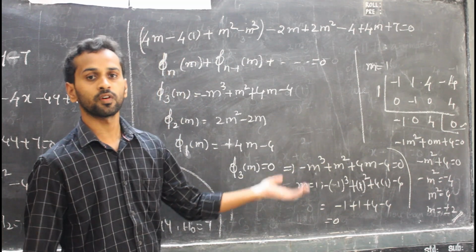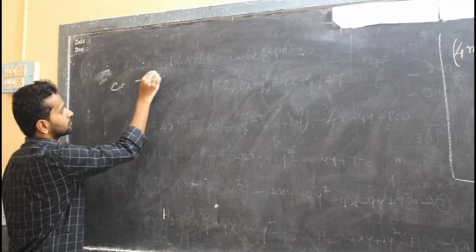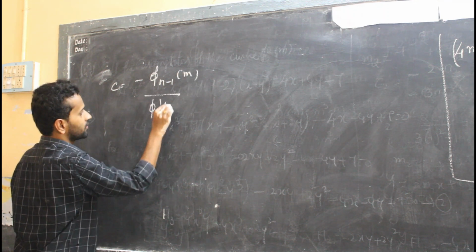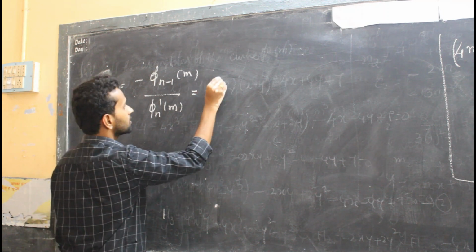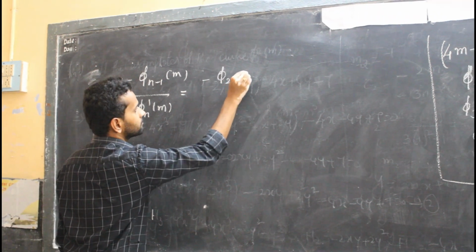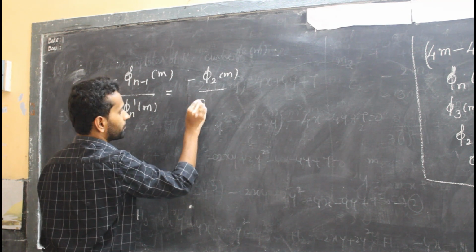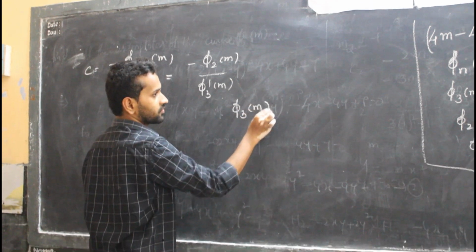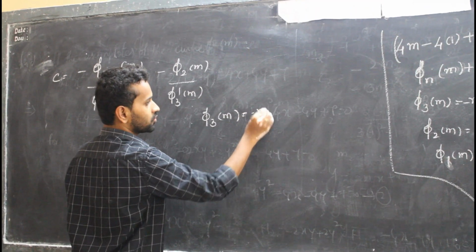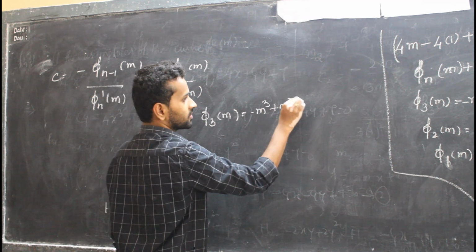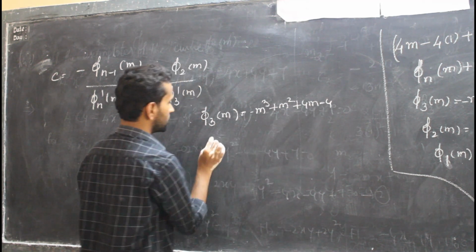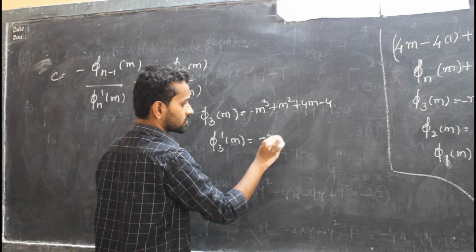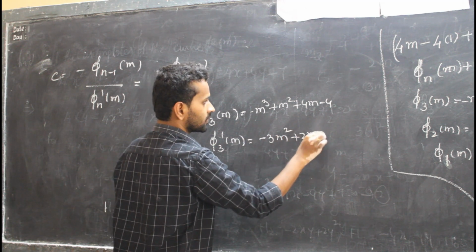Now using the m values, we are going to find the c value: minus phi n minus 1 of m divided by phi n dash of m. Right? So this becomes minus phi 2 of m divided by phi 3 dash of m. Now we know phi 3 of m is minus m cube plus m square plus 4m minus 4, so phi 3 dash of m will be minus 3m square plus 2m plus 4.